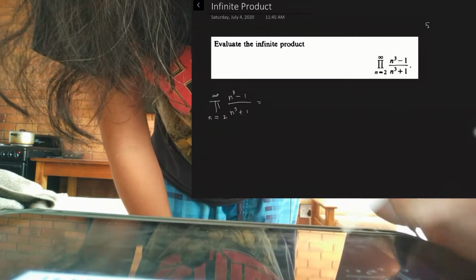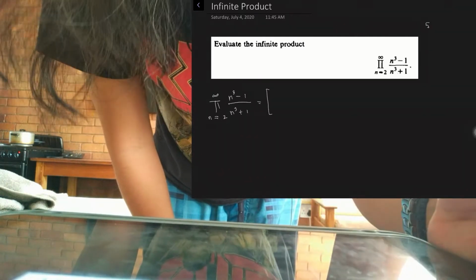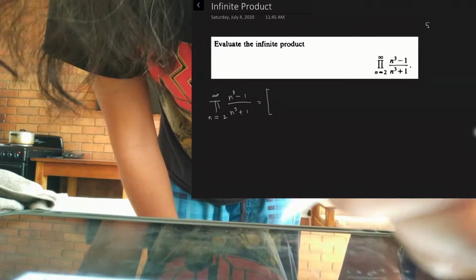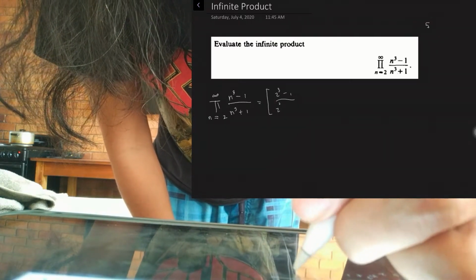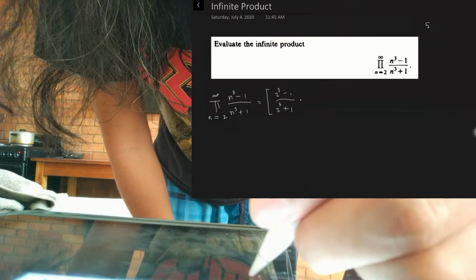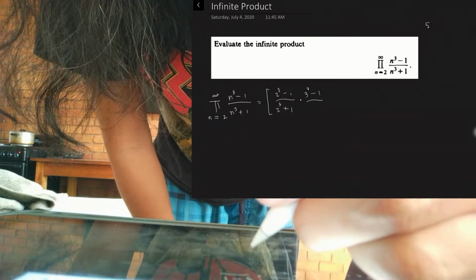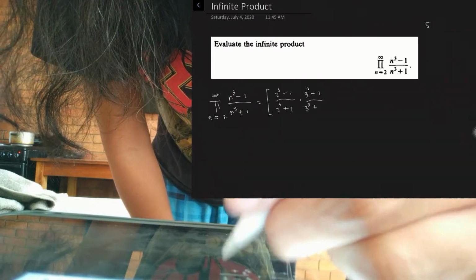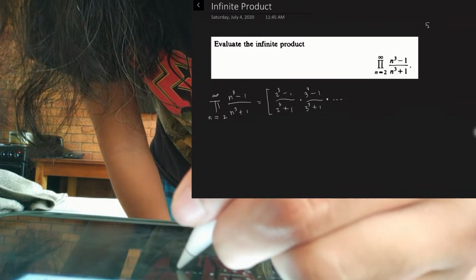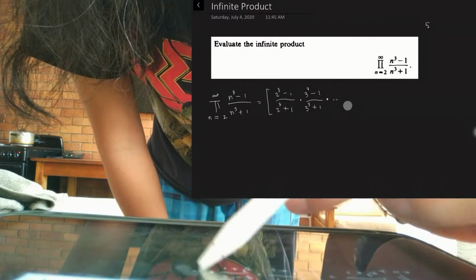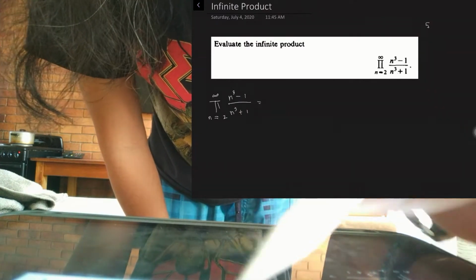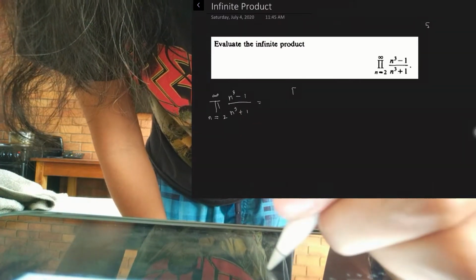Let's try to expand this so we have an idea how each term looks. It starts at 2, so the first term looks like 2 cubed minus 1 over 2 cubed plus 1, multiplied by 3 cubed minus 1 over 3 cubed plus 1, and so on all the way up to the mth term. Let me adjust it here because I'm going to write something on the left side afterwards.